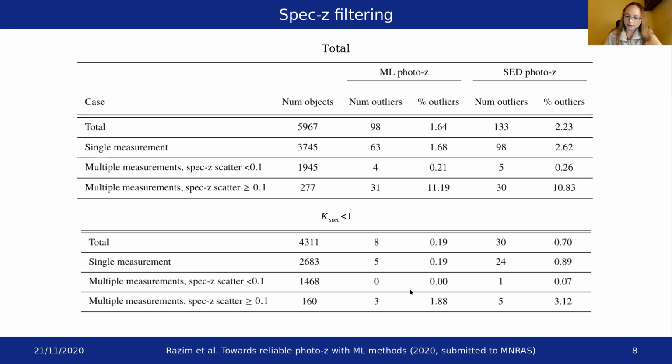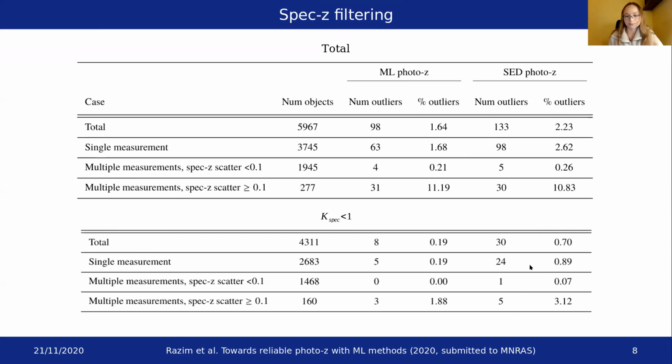But if we look carefully at the results, we can suspect that we can use this anomaly detection algorithm for further improvements, namely to improve the template-fitting photo-Z catalog. Because the percentage of outliers obtained with this method is higher than the percentage of outliers obtained with machine learning. And this is also a known difference between these two algorithms. Template-fitting is a little bit more prone to producing degenerate solutions. So if we can discard anomalous spec-Zs, can we discard anomalous template-fitting photometric redshifts?